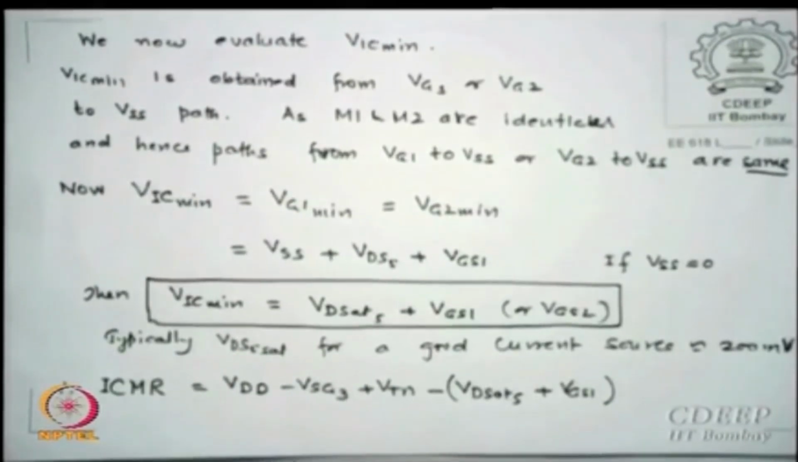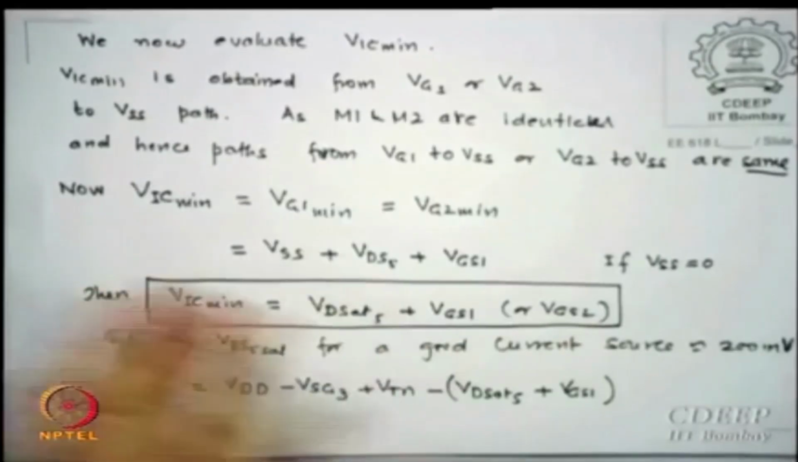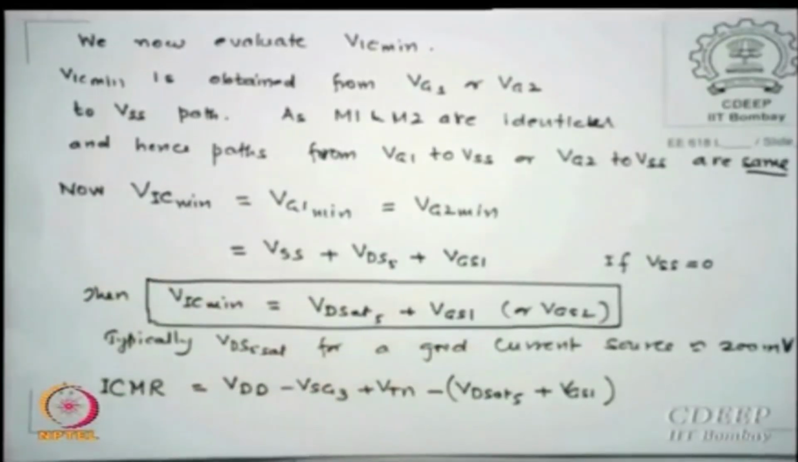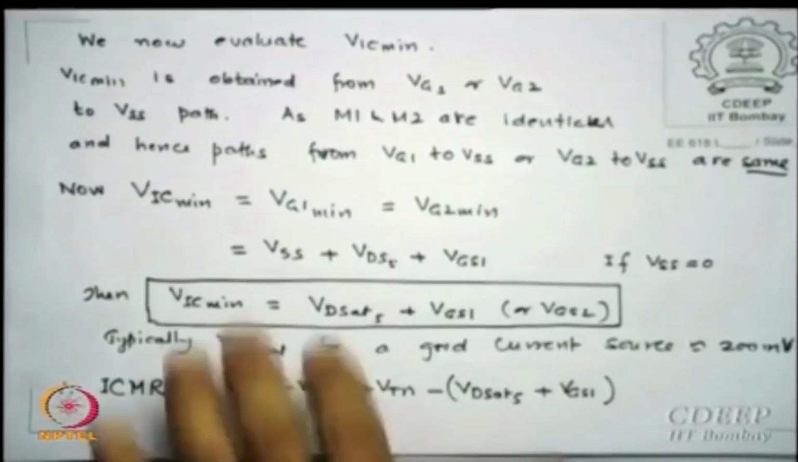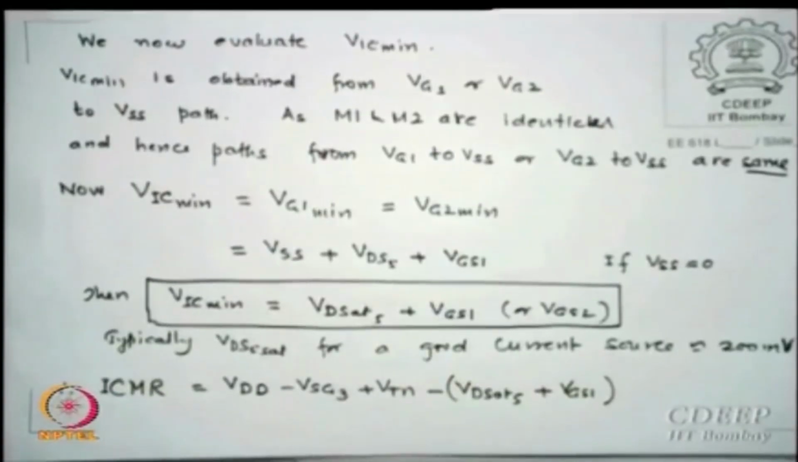The drop at the P point is 0. So I get this value, which is VD sat 5 plus VGS1 or VGS2, whichever way, if VSS is taken as 0. Typically VD sat, VGS minus VT, for the data given to you, is around 200 millivolts at the edge. But this is again for the 0.7 volt supply, so one should not use 0.7 volt VTs. If you have another technology, this 200 millivolts is not true. I just want to show you the order in which these numbers appear. So VD sat is typically 200 millivolts for the current source used.